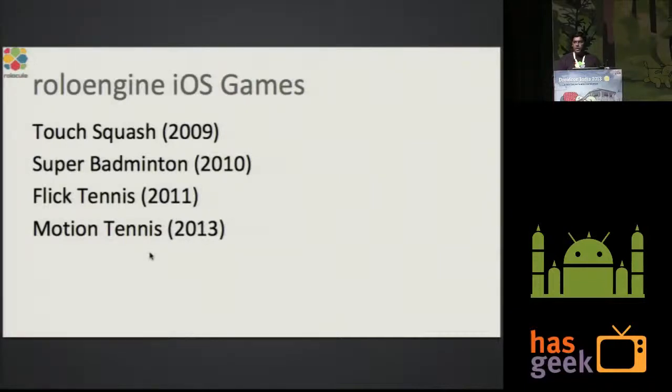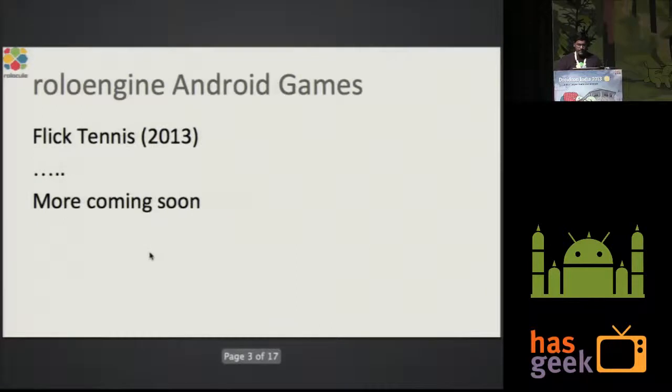In 2011, we revamped our systems. We revamped our 3D model rendering system and our animation system. We included a custom physics engine, and we released Flick Tennis. In 2013, we saw the next gen version of Roloengine, which, along with better 3D rendering, also used motion gestures to control your game. Essentially you could use your phone as a tennis racket and swipe around, and you could see the corresponding actions being taken on your TV screen if you had an Apple TV. Our first foray into the Android market was Flick Tennis, which was released in June 2013, and we do have more games coming out in the pipeline.